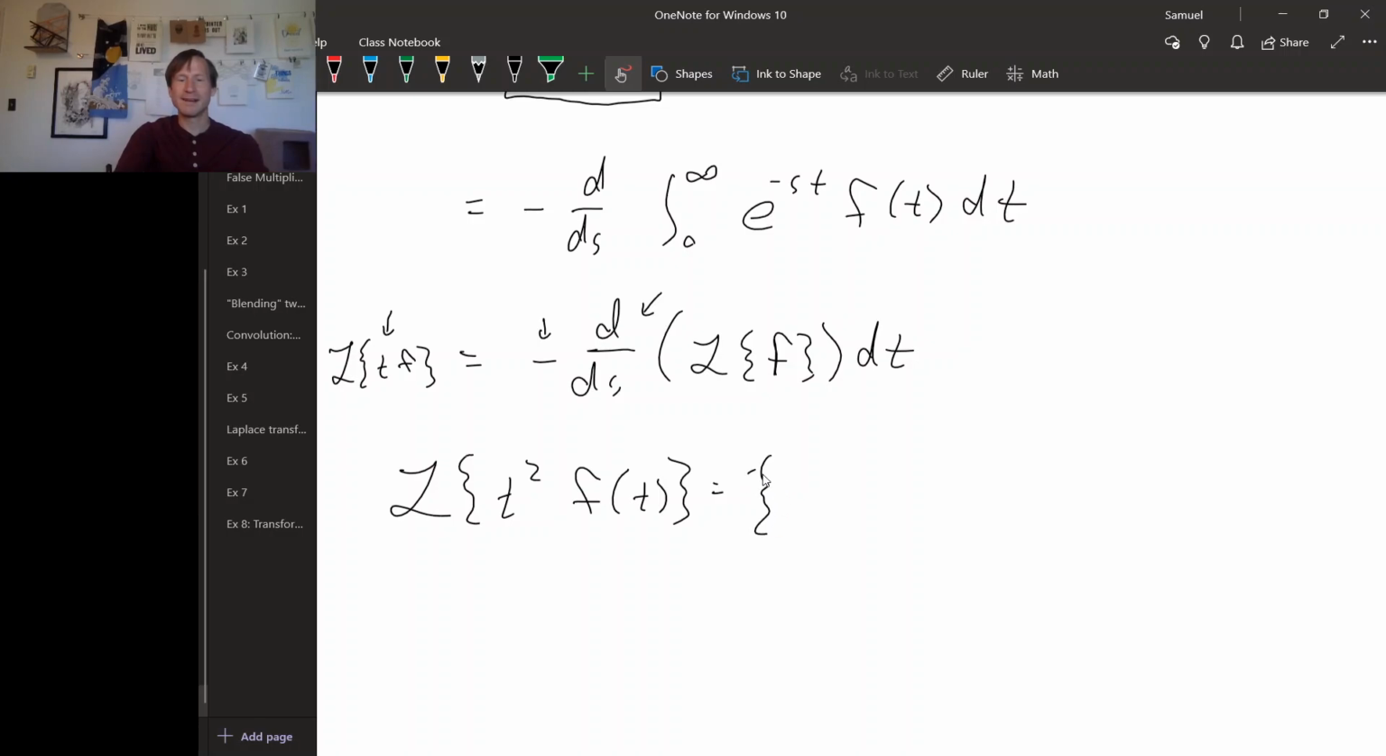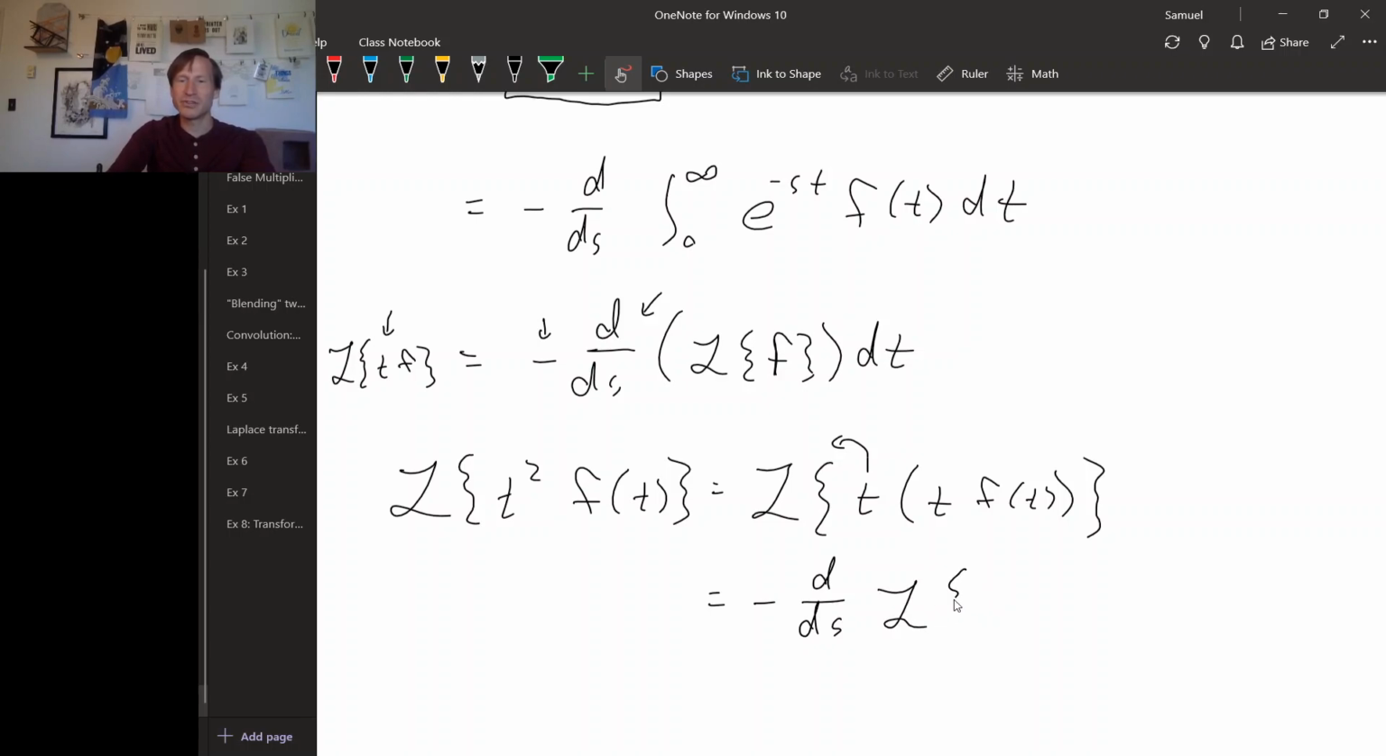Well, t squared is just t times t, so we can write it like this, t times f of t. And then we can use the Laplace transform rule we just figured out to make multiplication by t on the inside. We can turn that into minus a derivative by s on the outside times the Laplace transform of everything that's left.